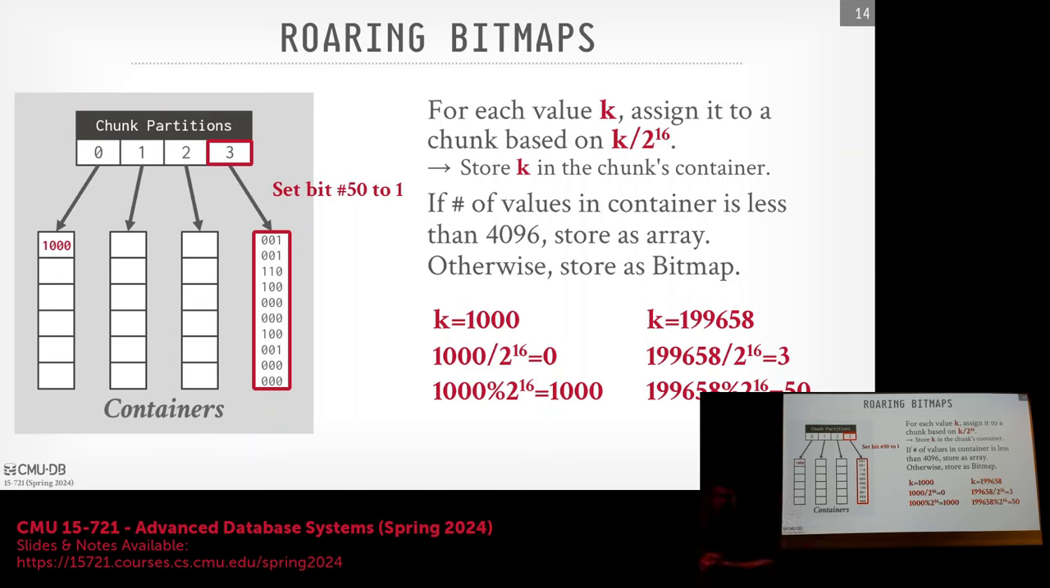Is this like a rudimentary version of a Bloom filter then? This question, is this a rudimentary version of a Bloom filter? A Bloom filter might set more than one bit. A Bloom filter is a probabilistic data structure where you can get false positives. This, you don't get false positives. If you want to know whether something's in there, this will tell you yes or no.